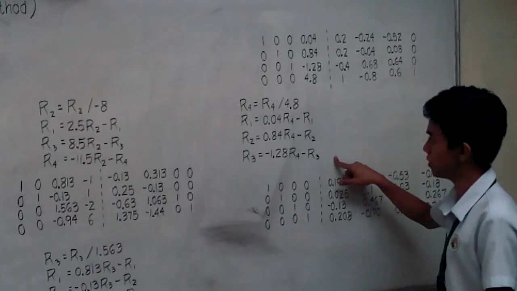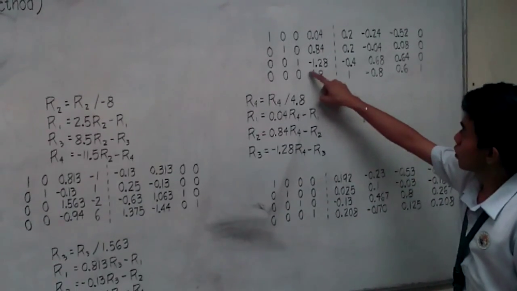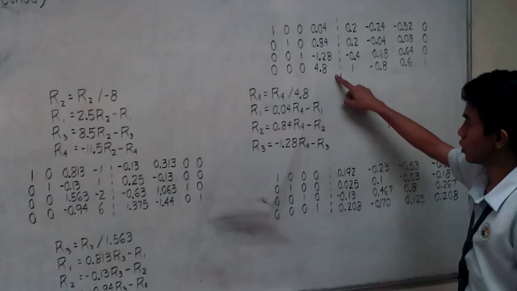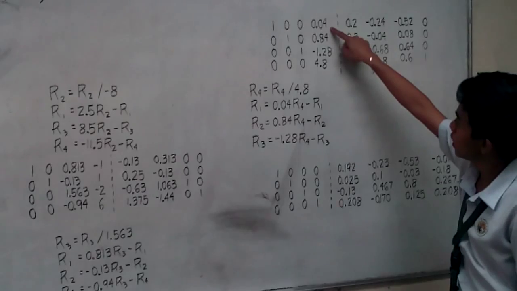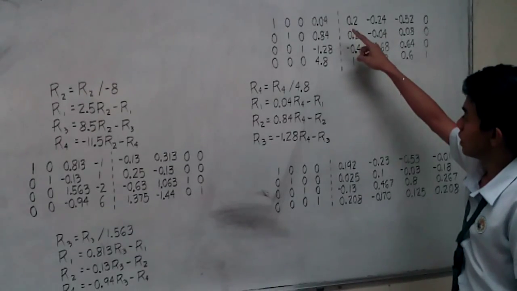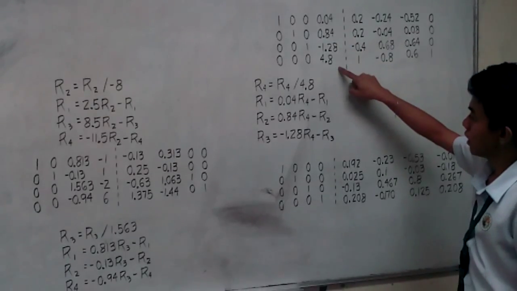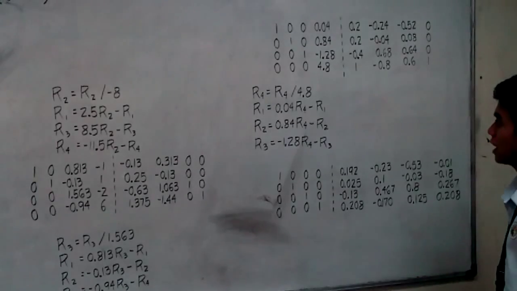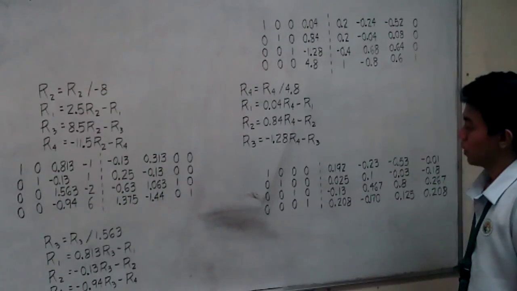So with that, we will have these equations. R4 is equal to R4 divided by 4.8, since the corresponding element of this matrix is equal to 4.8. And then R1 is equal to 0.04 R4 minus R1. R2 will be 0.84 R4 minus R2. And lastly, R3 is equal to negative 1.28 R4 minus R3. With that, we will come up with this matrix.